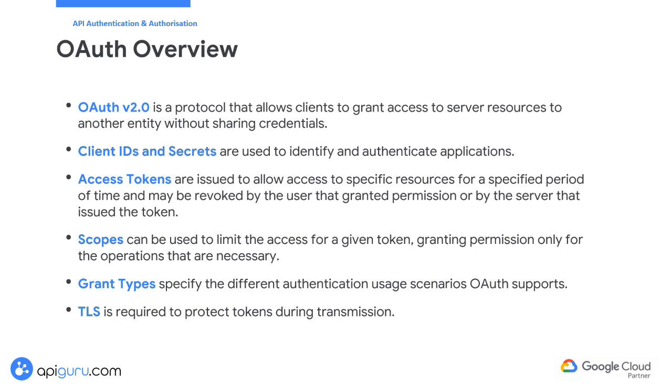Client IDs and secrets serve as identifiers and authenticators for software clients. Access tokens permit access to specific resources for a set period. They can be revoked by the user who granted permission or the authorization server that issued them. Scopes can be used to define the level of access a token provides, limiting permissions to only what's necessary for the operation. Grant types cover the various scenarios OAuth supports for authentication, providing flexibility in different use cases. Lastly, TLS is required to protect tokens during transmission, ensuring all API traffic is encrypted for security.